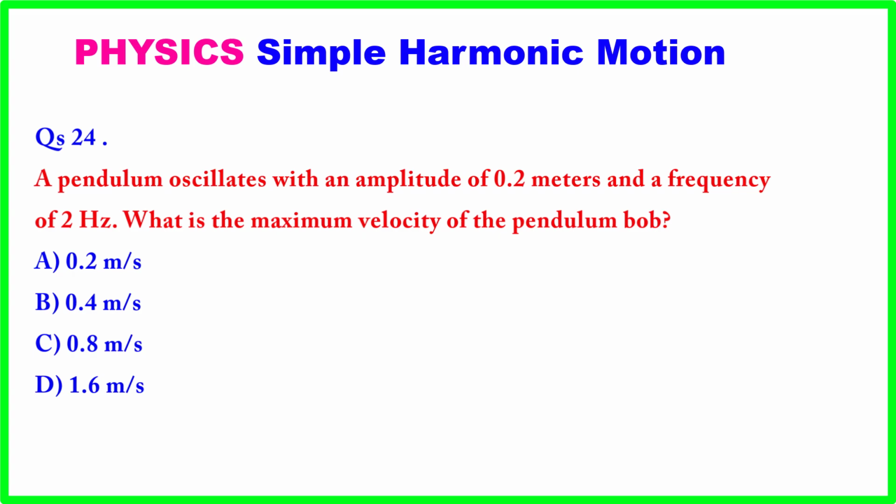A pendulum oscillates with an amplitude of 0.2 meter and a frequency of 2 Hz. What is the maximum velocity of the pendulum bob? 0.4 meter per second.